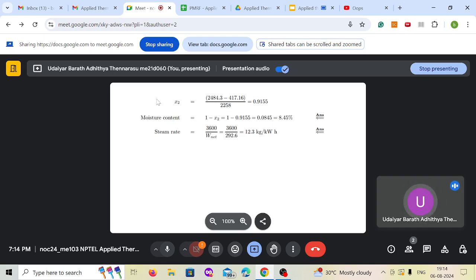rearranging, it will come out to be 2484.3 minus 417.46 divided by 2258. So this comes out to be 0.9155.